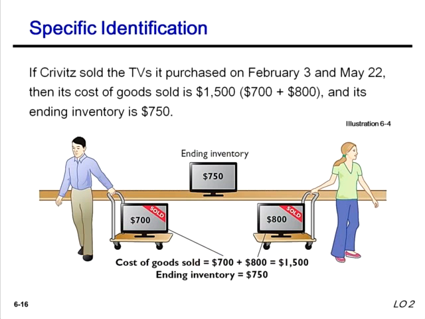So we can see the purchases and then we can also see the sales. If Crivets sold the TVs that were purchased on February 3rd and May 22nd, then the cost of goods sold will be $1,500 and the ending inventory is $750. So we're using the specific identification method because we can identify which particular TVs have been sold, because we have low volume, high cost.